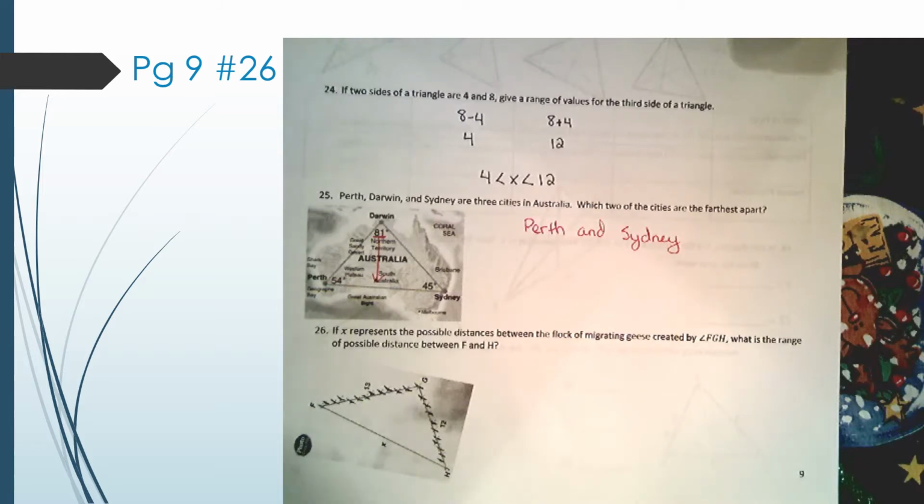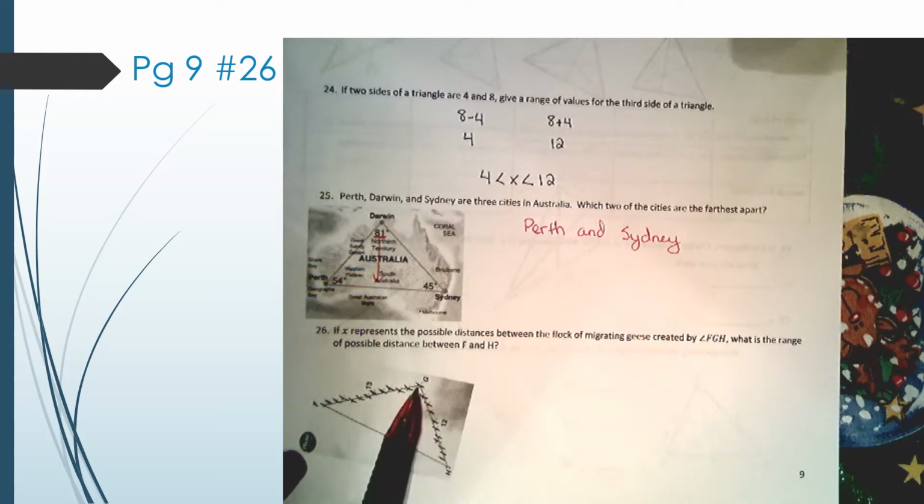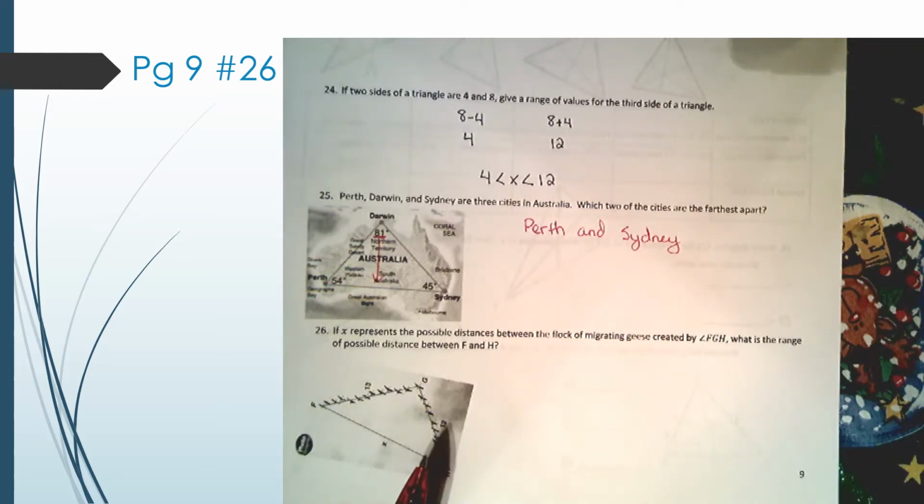All right, so the last problem on page 9 says, if x represents the possible distance between the flock of migrating geese created by angle FGH, what is the range of possible distances between F and H? So they gave us a distance from F to G. They gave us a distance from H to G as well. So you have two sides of a triangle. You're trying to find the possible third side. So this is just like number 24.